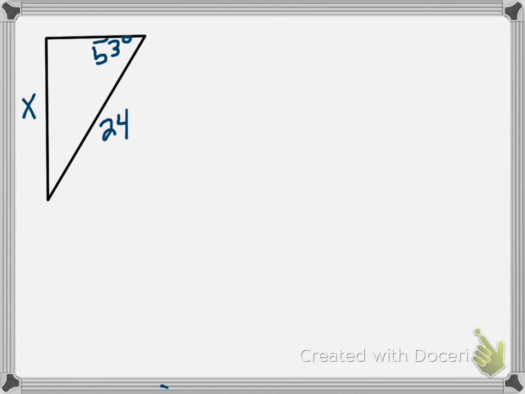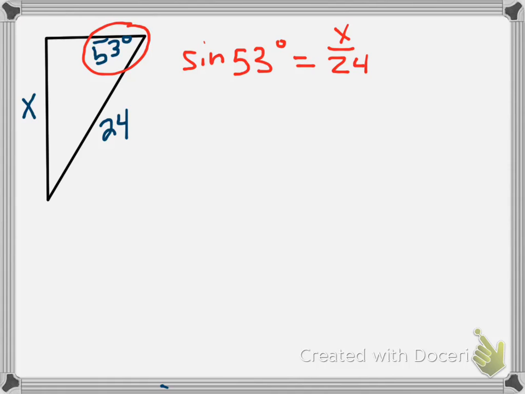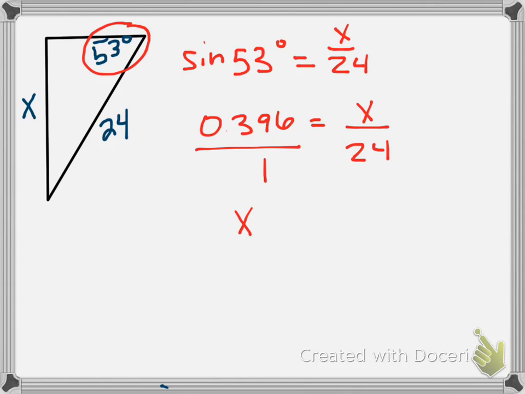Again, we start off like we did yesterday. You're going to look at your angle. So I've got 53 degrees, and we're talking about the opposite over the hypotenuse. Opposite over the hypotenuse, remember, is sine. Sine of 53 is equal to x over 24. And the sine of 53 is 0.396, equals x over 24. Put this over 1, and you solve for x, and you get x is equal to 9.5.